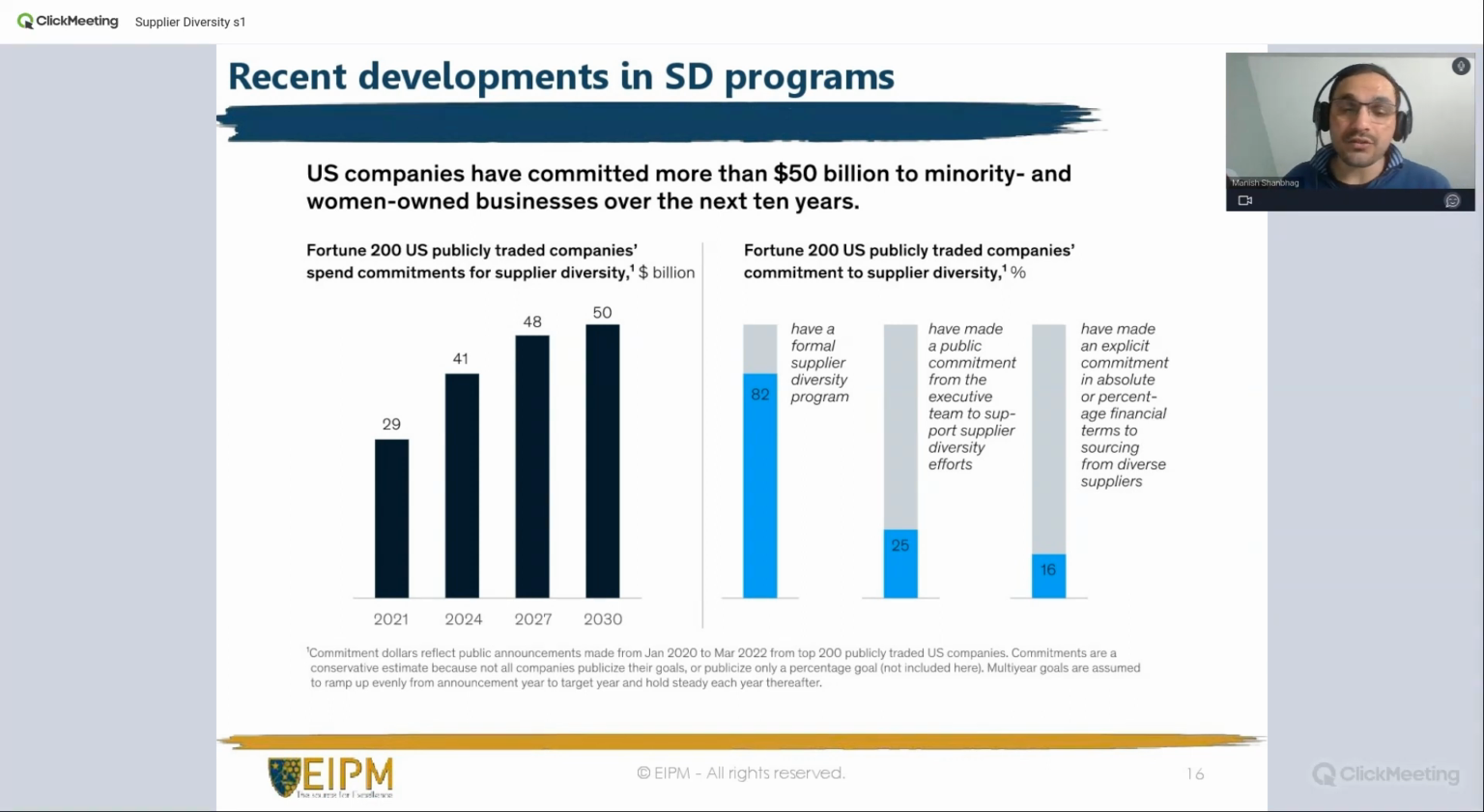These are some numbers from the US. You can see here that US companies have committed more than 50 billion to minority and women owned businesses over the next 10 years. These are Fortune 200 US companies. They're going to commit more than 50 billion to minority suppliers as a part of their supplier diversity programs. So you can see this development again moving in this direction.